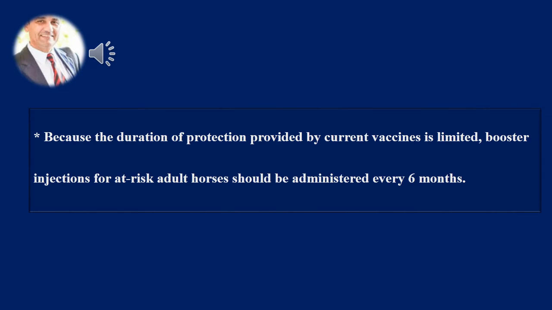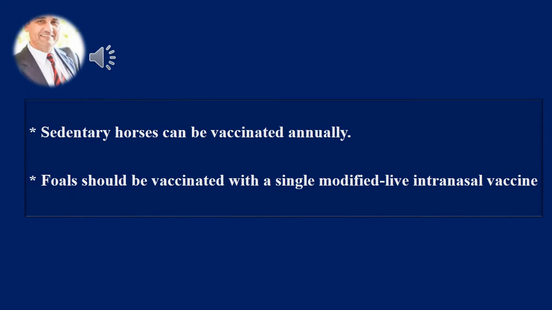As the duration of protection provided by the current vaccines is limited, booster injections for at-risk adult horses should be administered every 6 months. Sedentary horses can be vaccinated annually. Foals should be vaccinated with a single modified live intranasal vaccine.